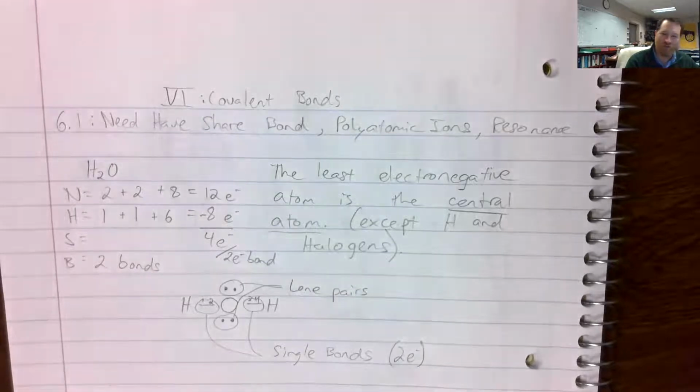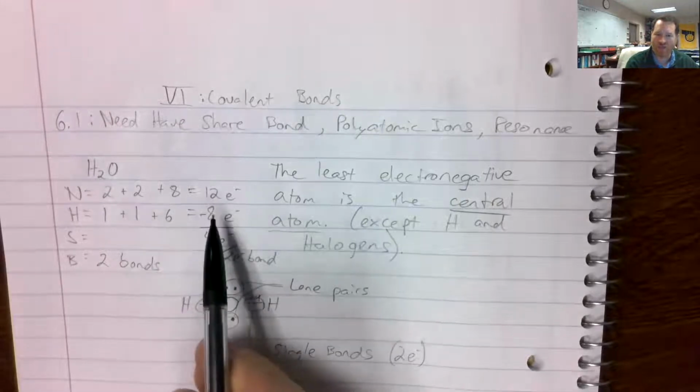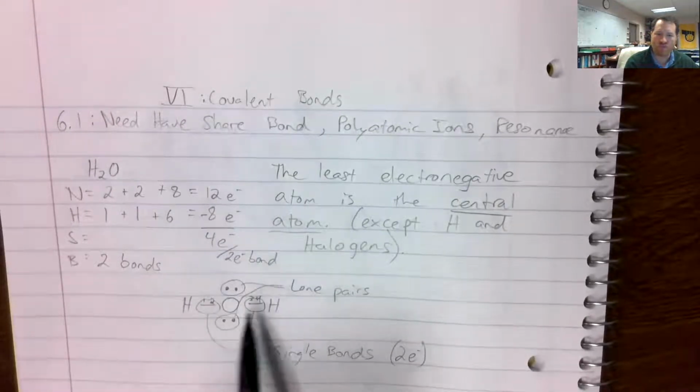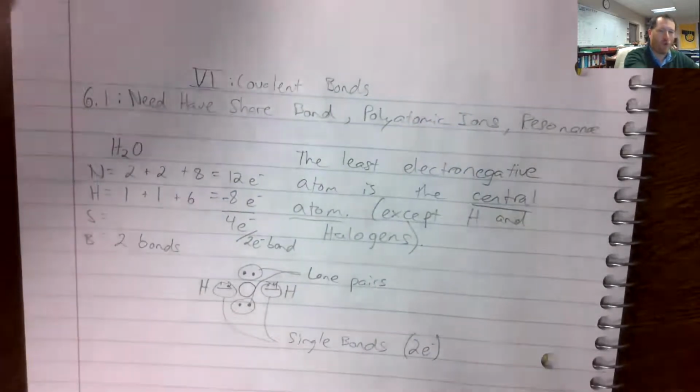He's happy. Another good way to check is to look back up here. We should have a total of 8 electrons in this structure. 1, 2, 3, 4, 5, 6, 7, 8. We've got our 8. There we go. Cool. There's what water looks like.